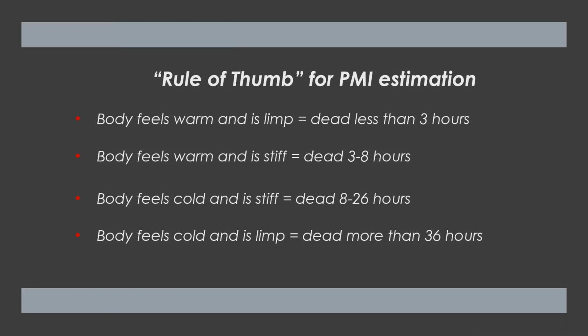If the body feels cool and they're still stiff, you know that they've at least been deceased for 12 hours because rigor mortis has peaked. And because you lose more body heat the longer you've been deceased, your body's going to be cooler. So if you're still very stiff, but you feel cold, like I said, this is not a perfect science estimation. This is just kind of guesstimating about 8 to 26 hours. And then if the body is cold but limp, it means the rigor mortis has completely left the body. And if it's cold, the person's been deceased for a long time, you can assume more than 36 hours.